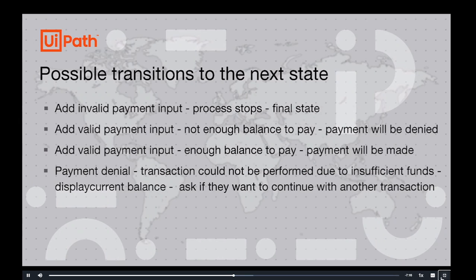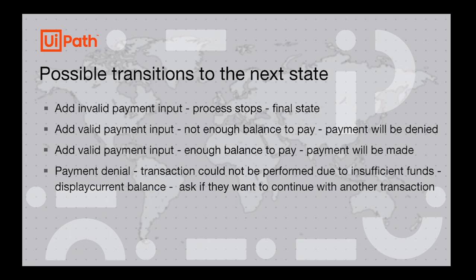We already have a transition in place for that. If they add a valid payment input, but they don't have enough balance to pay the amount, their payment will be denied. For that, we'll need to create a new state and a new transition. If they add a valid payment input and they have enough balance to pay the amount, their payment will be made. For that also, we'll need to create a new state and a new transition.